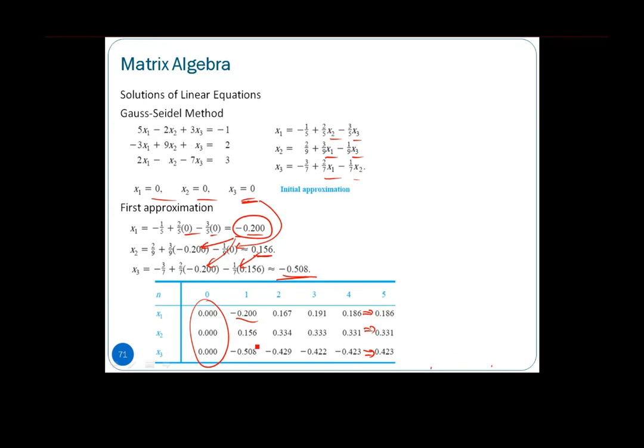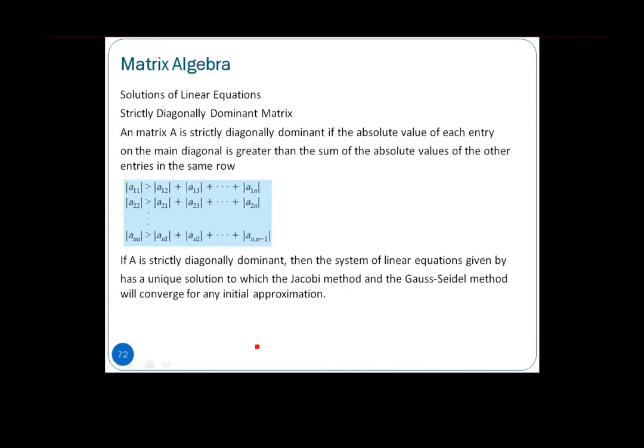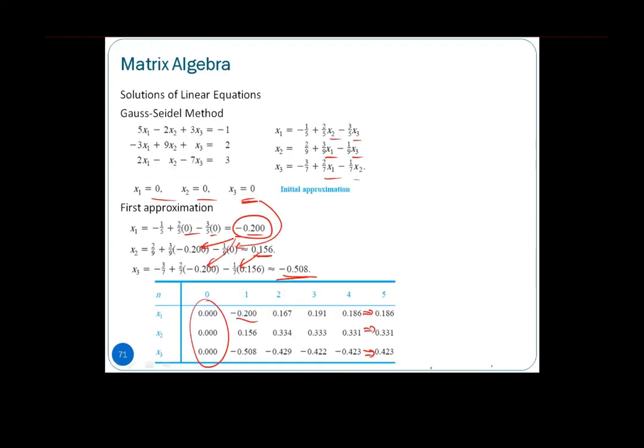Of course, you are using what we call an iterative method. This is your A matrix. Your A matrix here is 5, negative 3, 2, negative 2, 9, negative 1, 3, 1, negative 7.